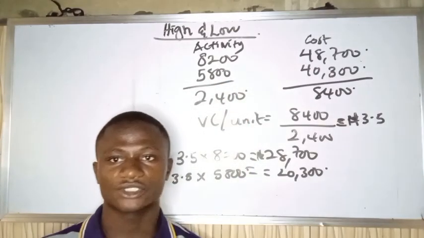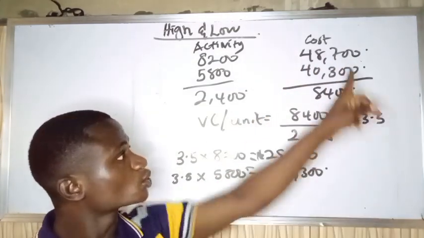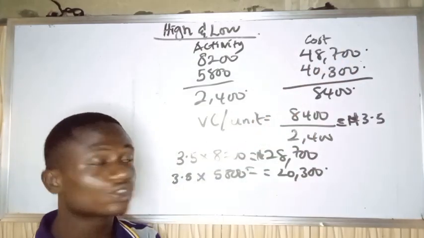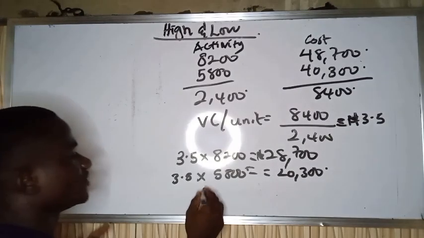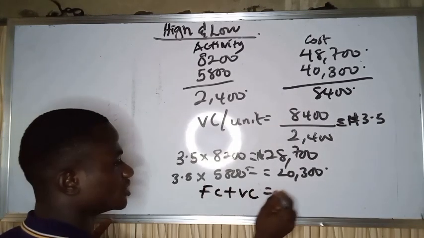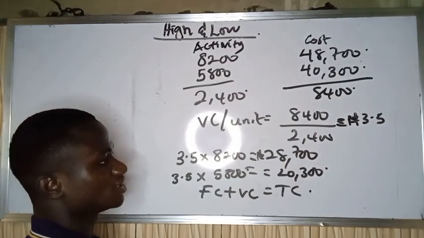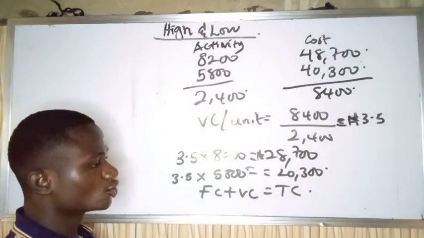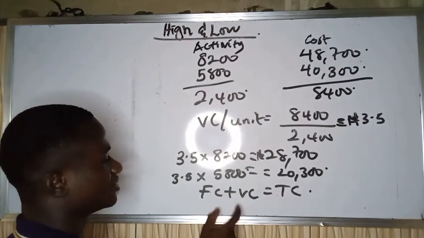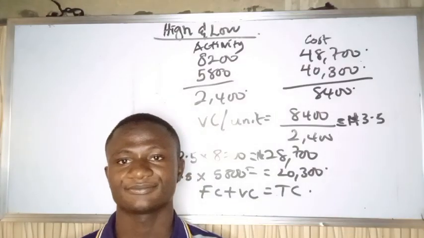Then what is the fixed cost? From the question we have been given the total cost, which is 48,700, and don't forget that fixed cost plus variable cost is equal to total cost. I've gotten my variable cost to be 28,700, and my total cost is 48,700. So subtracting my variable cost from my total cost will give me my fixed cost.